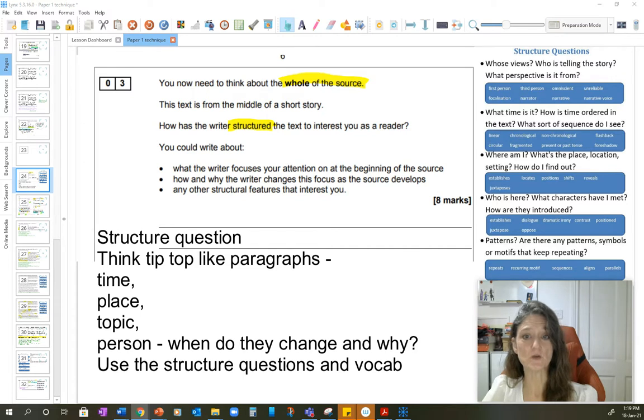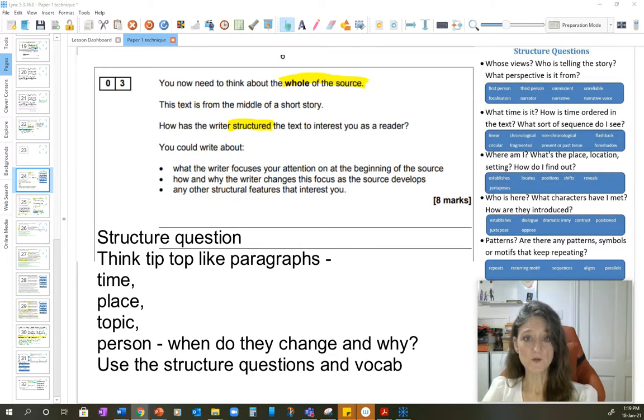So question 3, you now need to think about the whole of the source, and this is for everybody. If you only write about the first paragraph or the first page of the source, it's really difficult to get beyond a level 2, because one of the words in level 2 is 'some', and if you're only writing about half of the source, or maybe even less, then you can't be doing more than some attempt at writing about it. It says clearly in the question you need to write about the whole of the source.